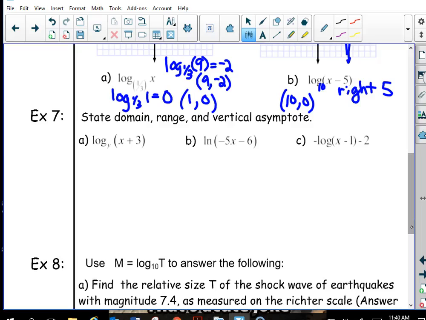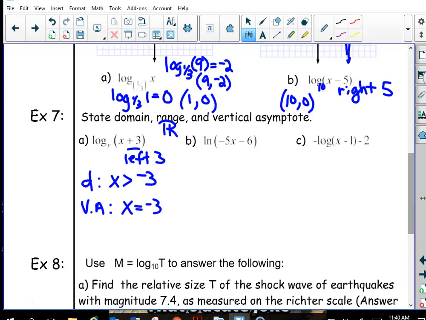They're interested that we can basically state the domain, the range, and the vertical asymptote. And by the way, the range is always going to be all real, so I'm going to skip that. State the domain. And by the way, the base of our log does not matter for these things. Well, this is going to be left 3. So my domain is going to be x has to be greater than negative 3. And my vertical asymptote is x equals negative 3.